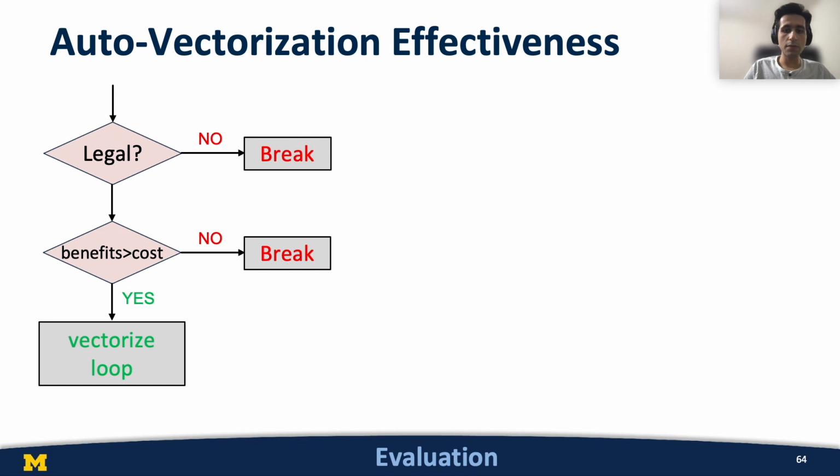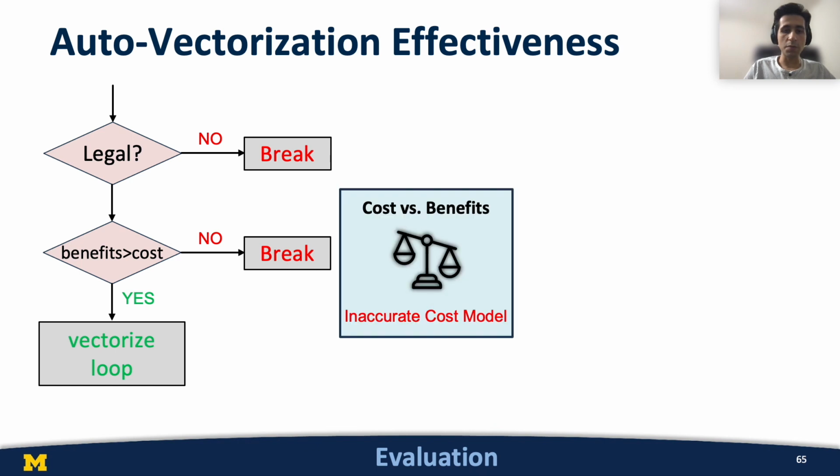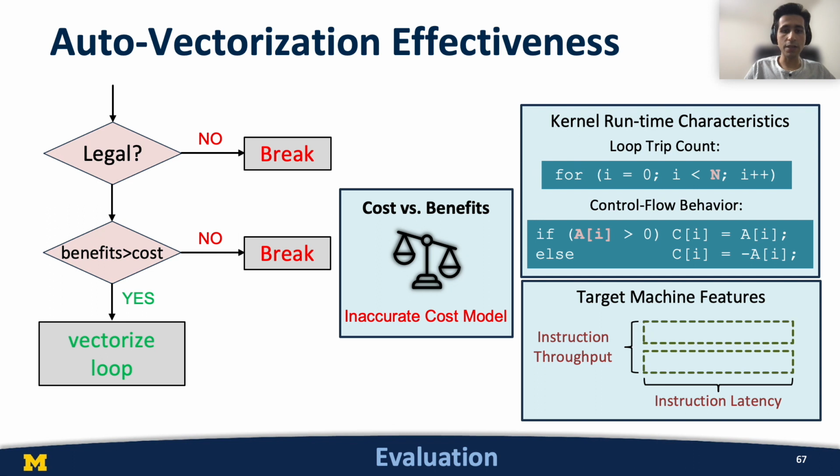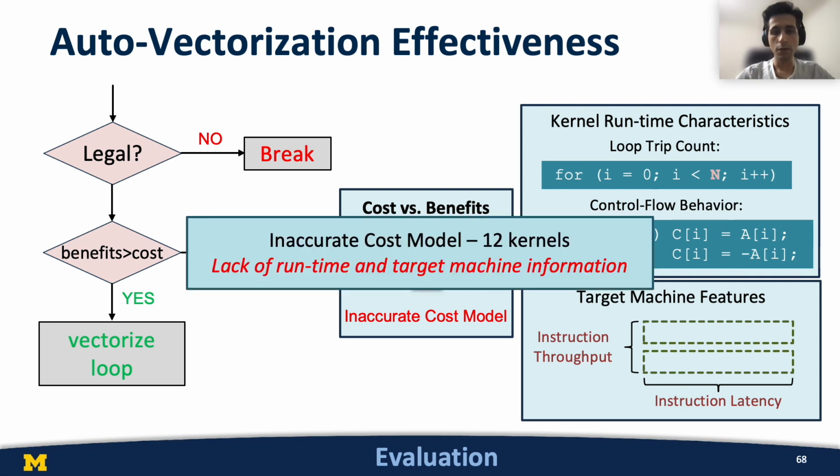In the next step of the vectorization, LLVM analyzes the benefits and costs of the vectorization using a heuristic cost model. However, this cost model is not accurate because it does not have access to runtime information such as loop trip counts and control flow behaviors such as branch conditions. In addition, the compiler does not have enough information about the instruction throughput and latency of the target machine. Therefore, an inaccurate cost model fails auto-vectorization in 12 kernels of the Swan benchmark suite.